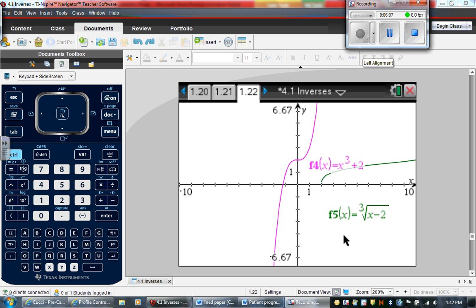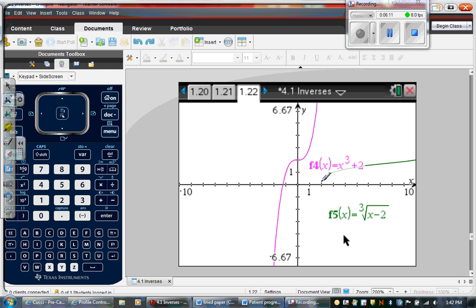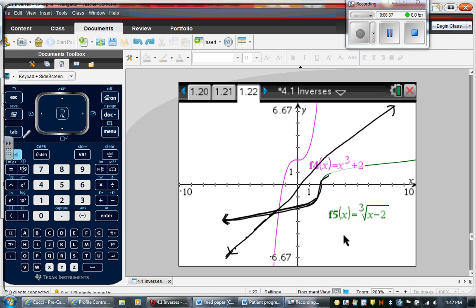Okay, so I seem to be having a little bit of a glitch here with my calculator. This is supposed to come down and then swoop back. I'm not sure why this doesn't want to play nicely with me right now. So it should look something like this, and then that would be a reflection over the line y equals x. And again, I'm sorry, I'm not sure why I'm not getting my complete graph here.